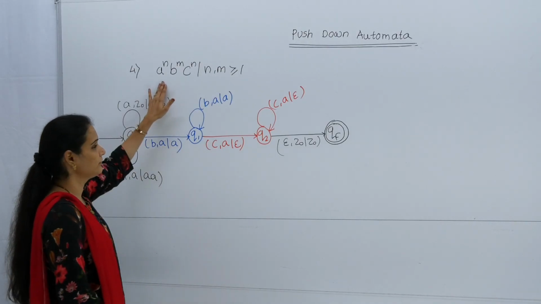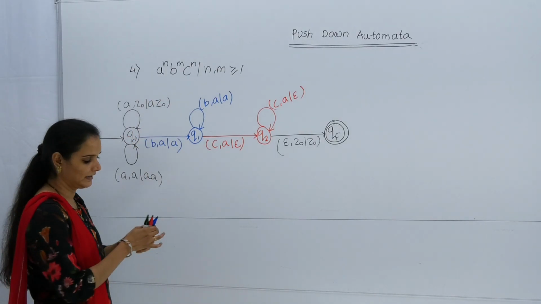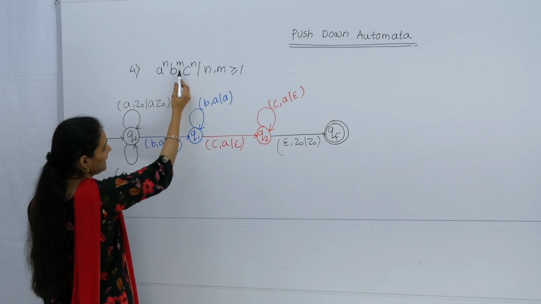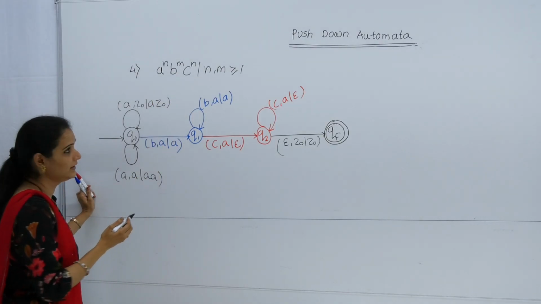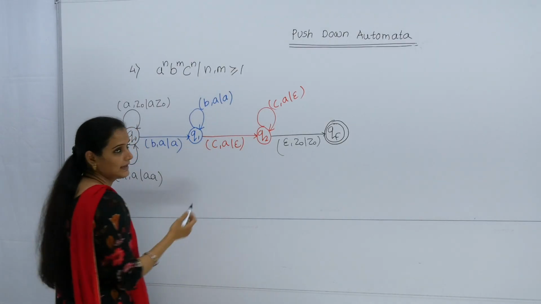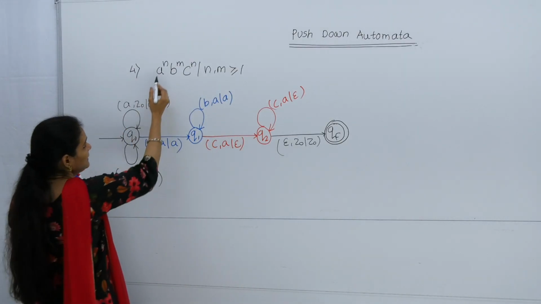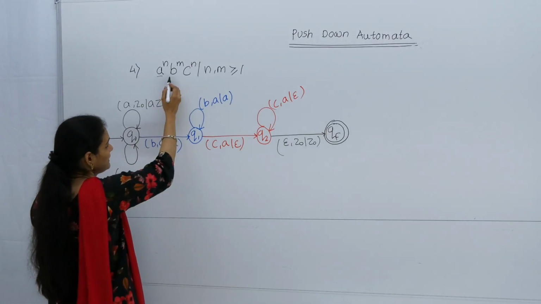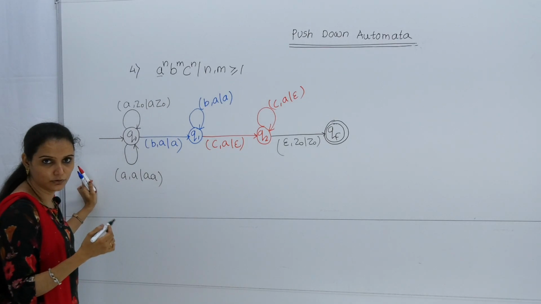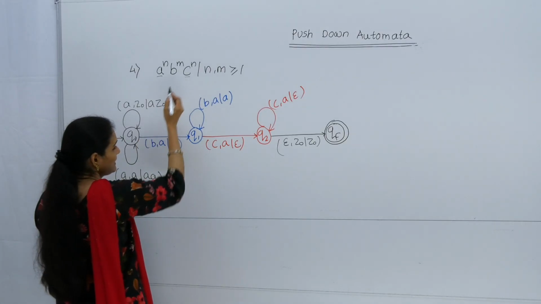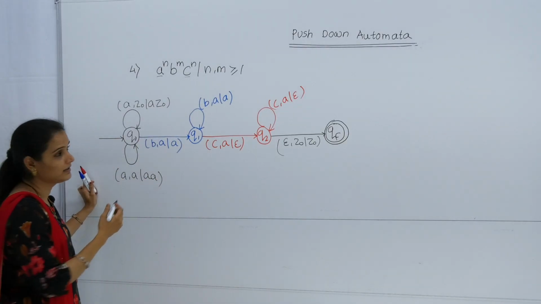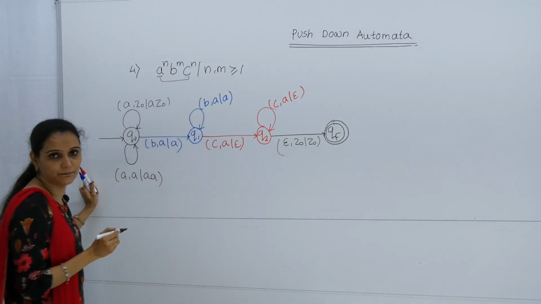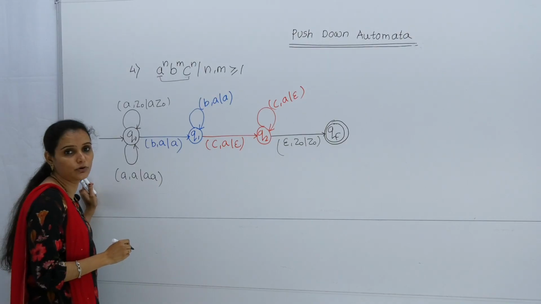Here we are with our fourth example of the push down automata. So what is the language? A raised to n, b raised to m, c raised to n, where n and m are greater than or equal to 1. The string starts with a number of A's, after the A's there should be a number of B's, and at the last a number of C's should be there. But here the number of A's and the number of C's should be the same. There is no restriction on the number of B's.